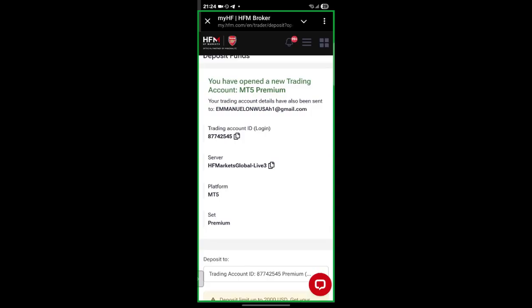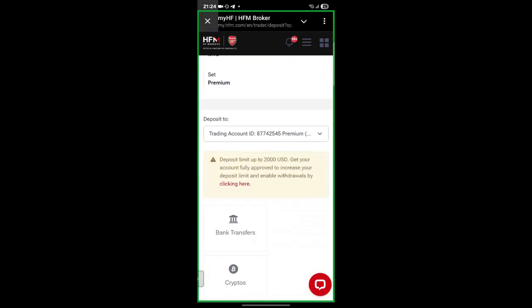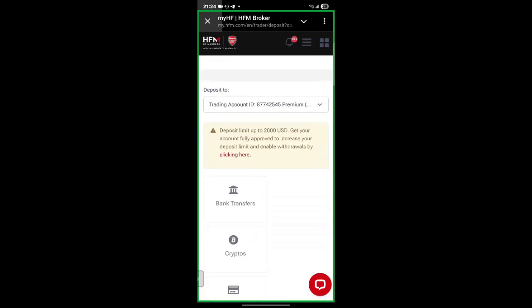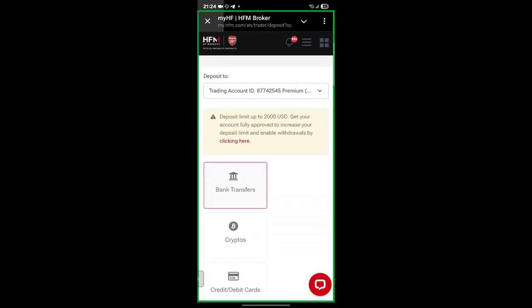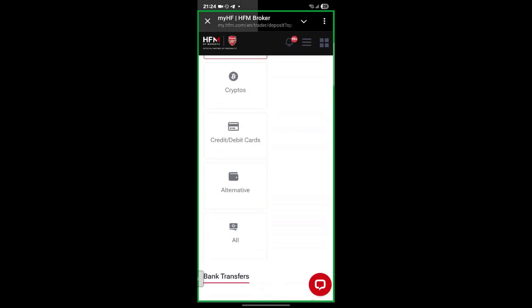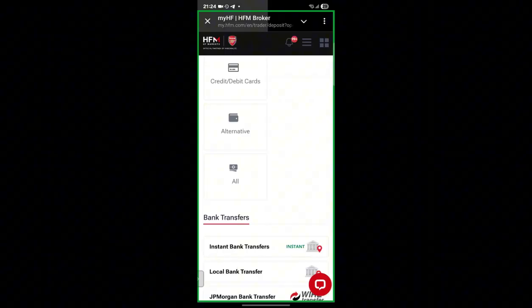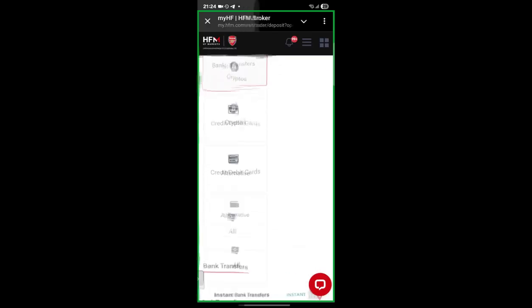So what you do, you scroll down here and deposit. Click on bank transfer. You can deposit with bank transfer. Scroll down and select any of these. You can also deposit with crypto too if you want to. But let's use bank transfer. Click on internal bank transfer. Put the amount you want to deposit.